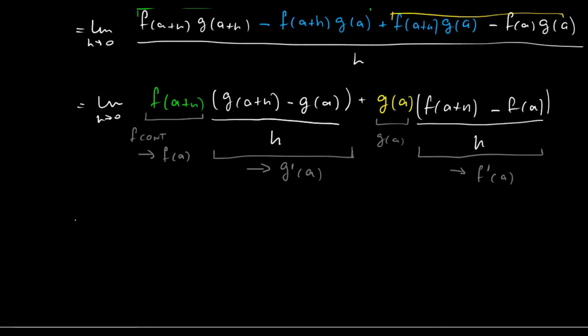So then we have calculated the limit, and this gives us f in a times g prime in a plus g in a times f prime in a. And this is the product rule for the derivative of two functions.